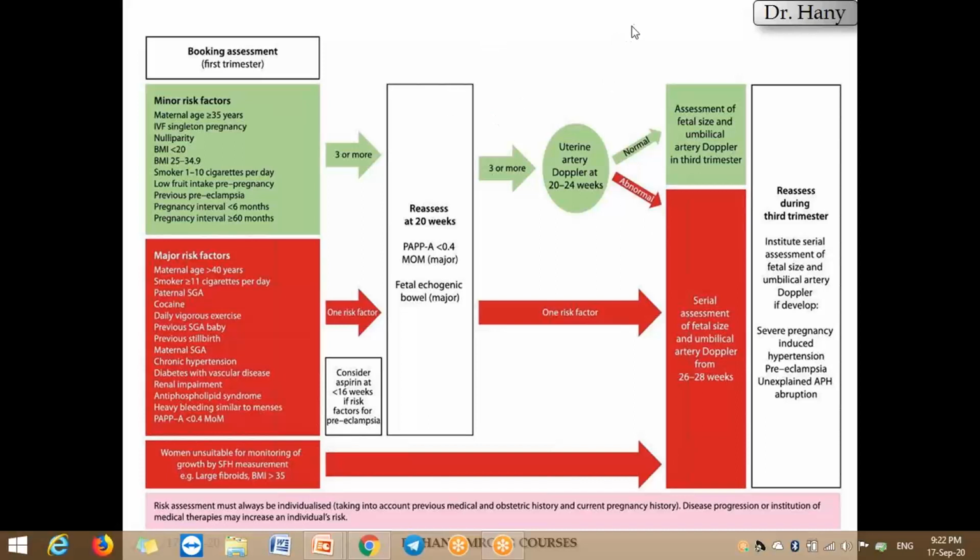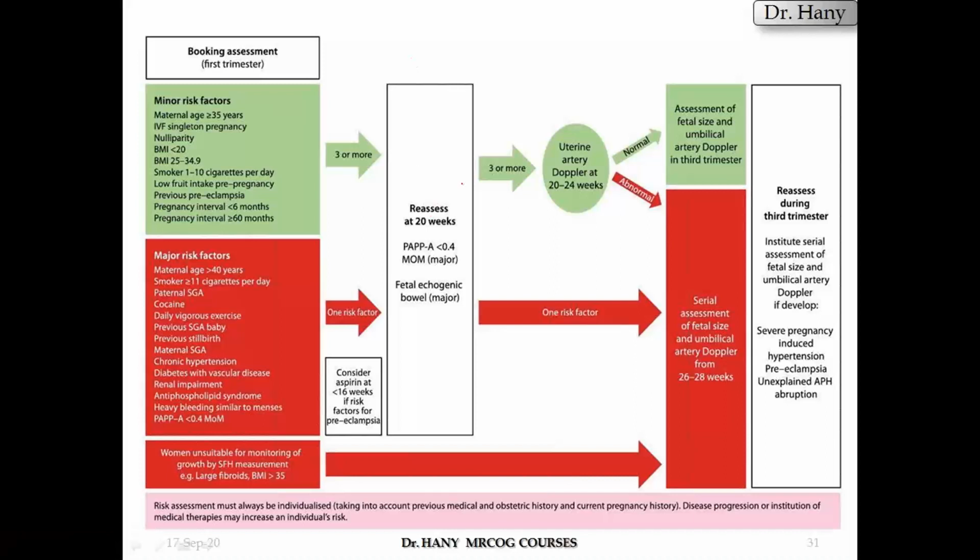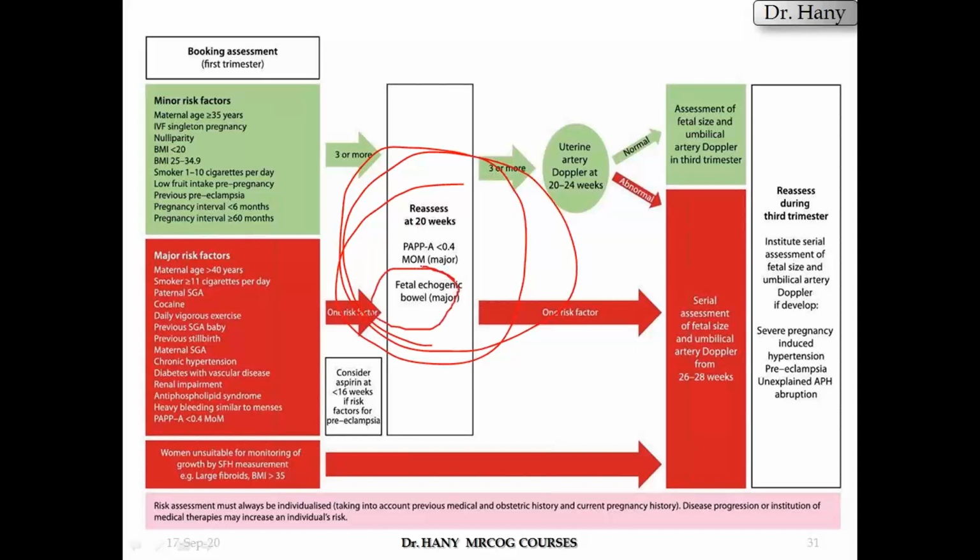Dr. Hany, one second. Is this reassessment at 20 weeks only for high risk factors, or for both high risk and low risk? Usually you are doing reassessment at 20 weeks. If the woman collects 3 factors, reassess her again at 20 weeks because you are doing the anomaly scan. If you find a low PAPP-A at the booking or fetal echogenic bowel at the anomaly scan, this is a hint that the baby may have an anomaly. It can be Down syndrome or any other anomaly. Fetal echogenic bowel at the anomaly scan can be considered a risk factor. So you will go for serial assessment from 26 to 28.